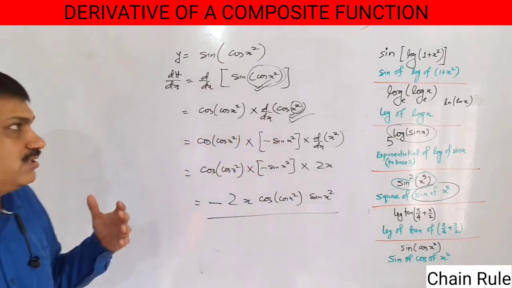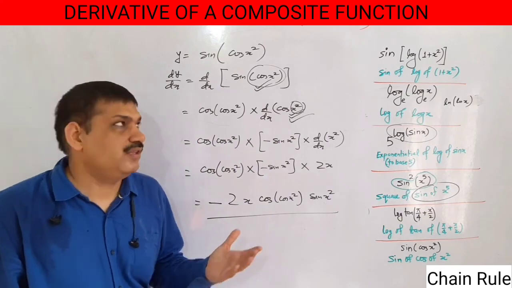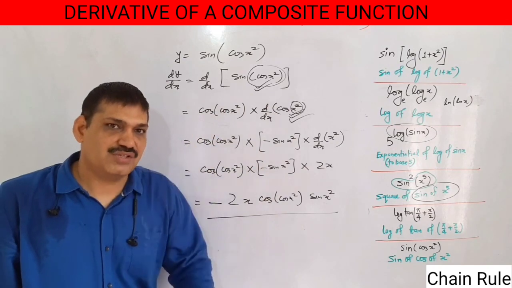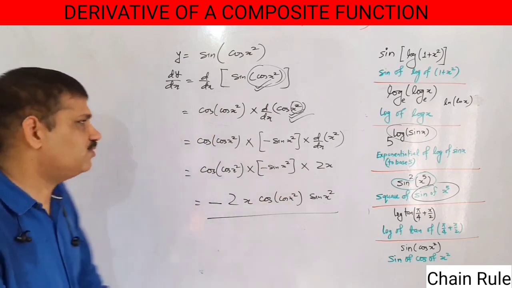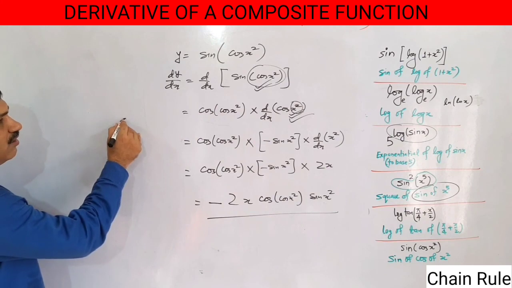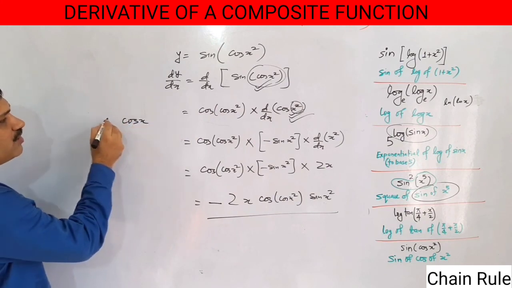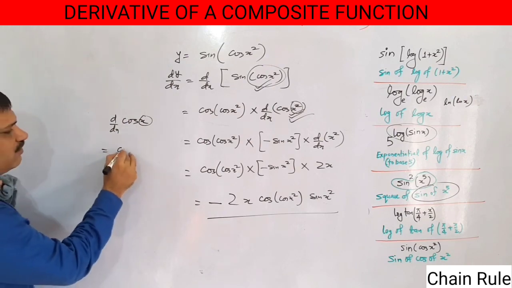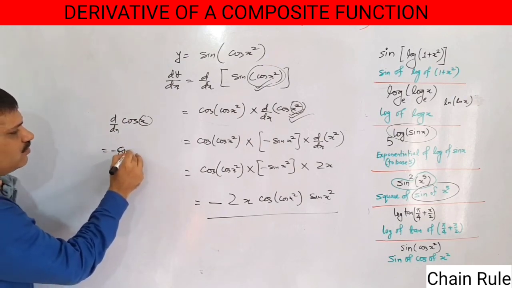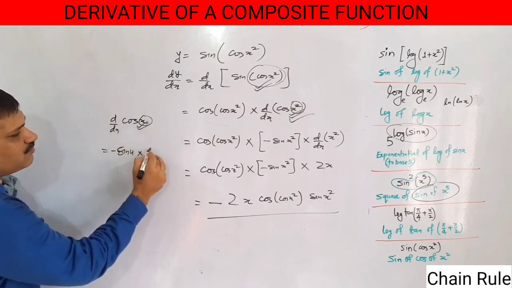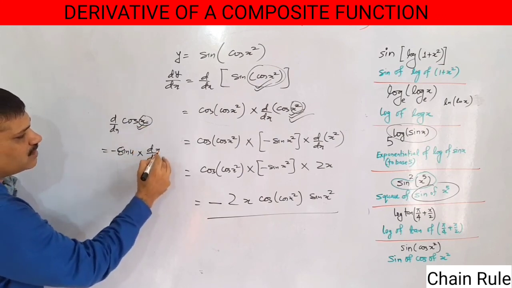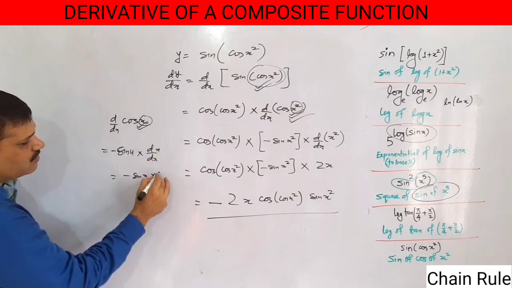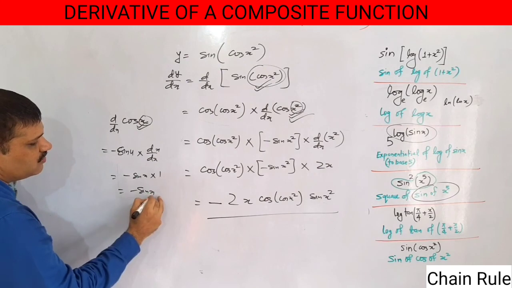I hope it is clear how to apply the chain rule. And mind it, we will always apply the chain rule whether it is needed or not. Suppose you are to find the derivative of cos x with respect to x. Let's treat x as u. So the derivative of cos u is minus sine u into the derivative of that which we have treated as u, which is x, and the derivative of x with respect to x will be 1. So minus sine of x into 1 will give us minus sine x.